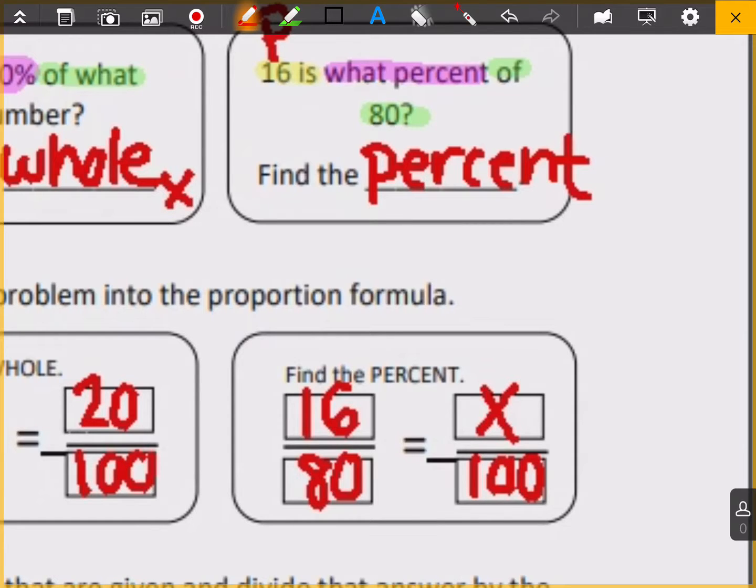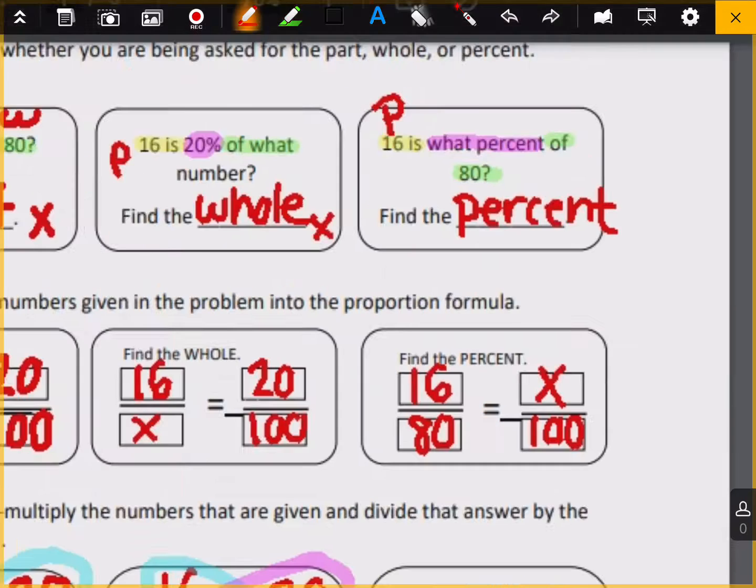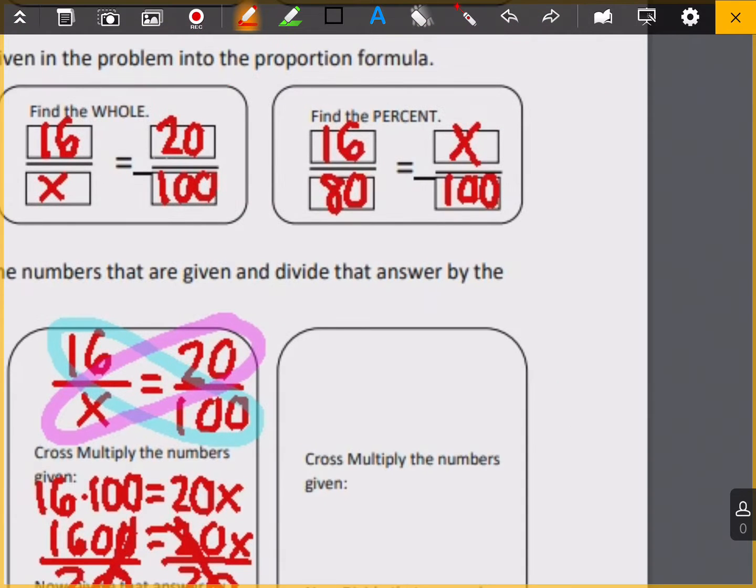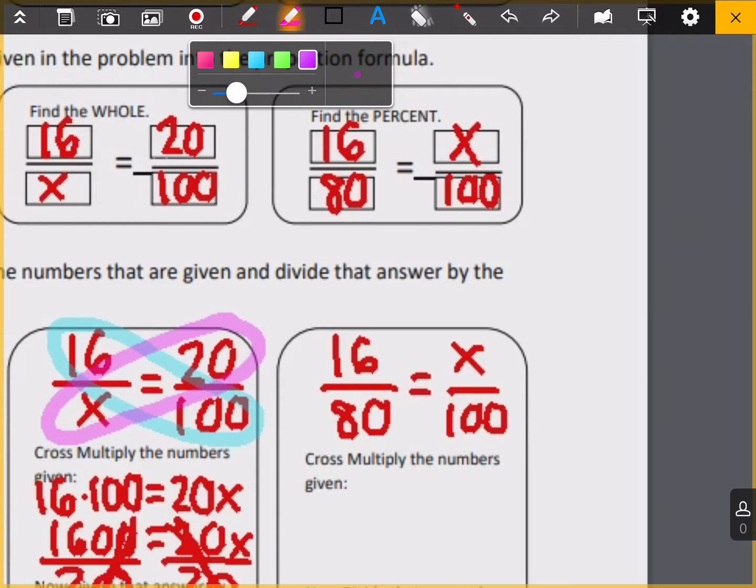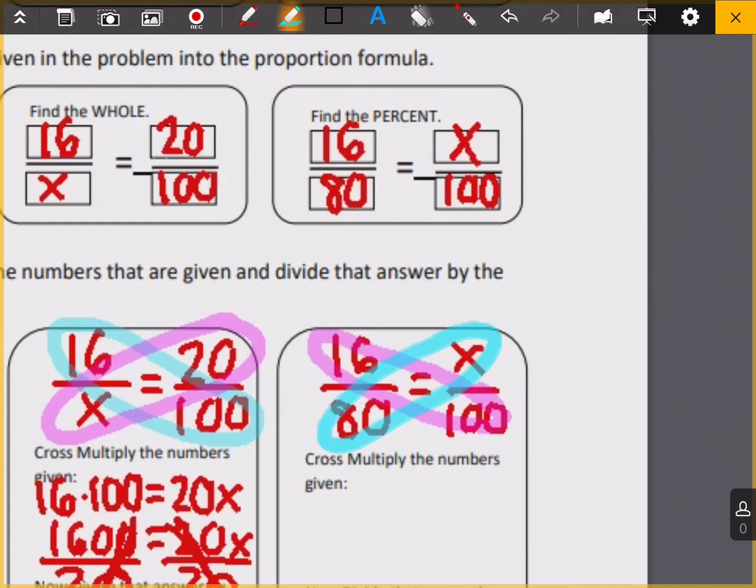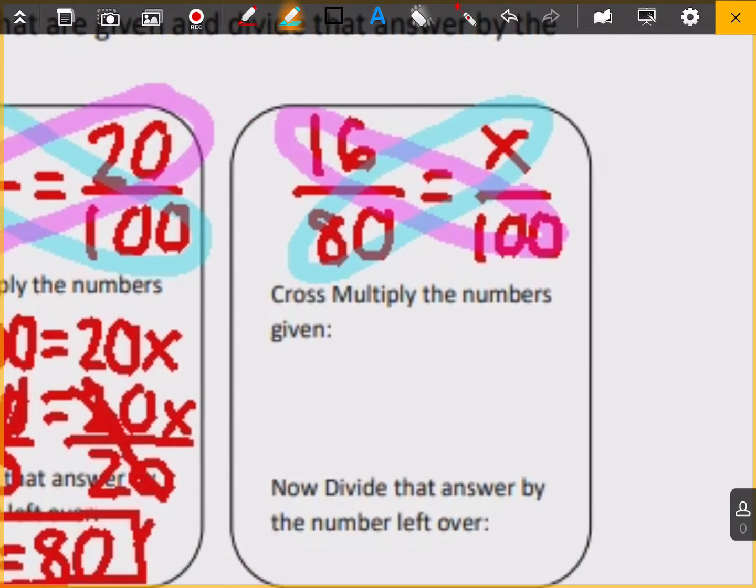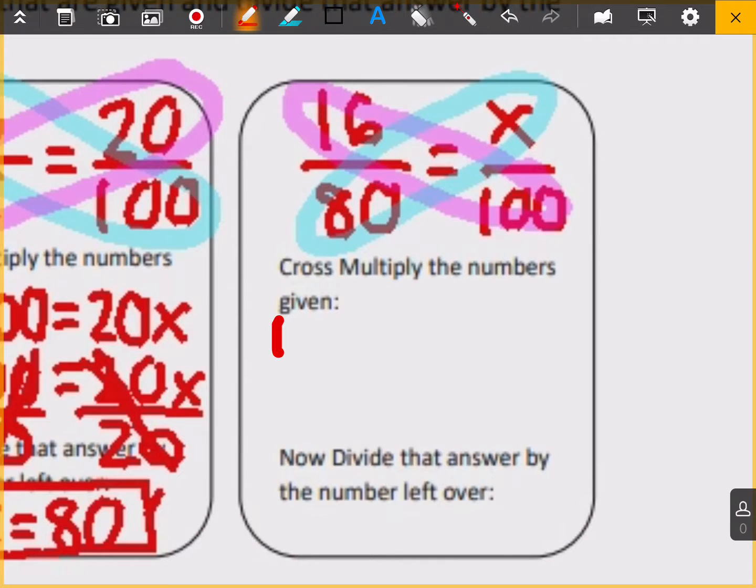I'm going to rewrite this in step 3. So I have it right there to work with. So I have 16 over 80 equals x over 100. My is over of equals percent over 100. So I'm going to cross multiply. I always start with this one and then go to the other one. And we are going to solve this out here. So we have, in our first cross, 16 times 100 equals, and then in our second cross, we have 80x.